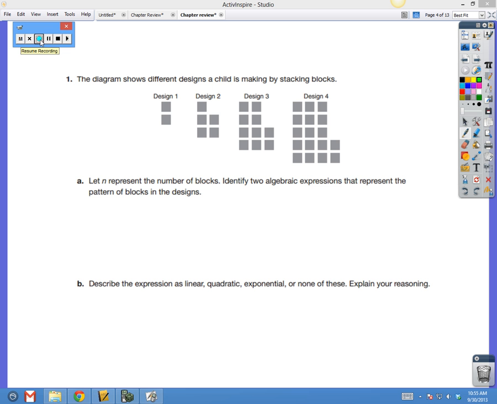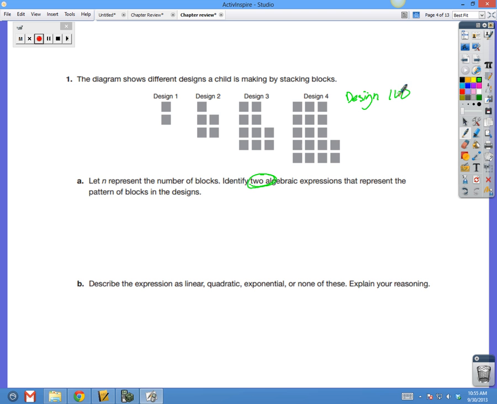Okay, for the test, you will not have to identify two rules, just one rule. So if you can come up with one rule, you're in good shape. To get that one rule, if you can imagine what design 100 looks like, then it's going to be a piece of cake. So you need to start looking at dimensions.